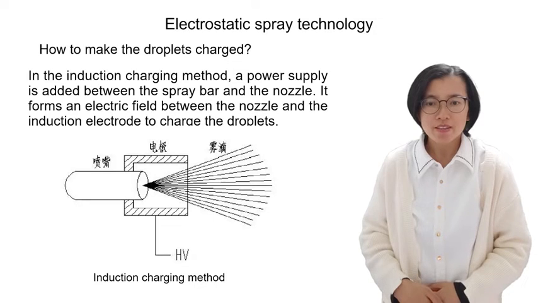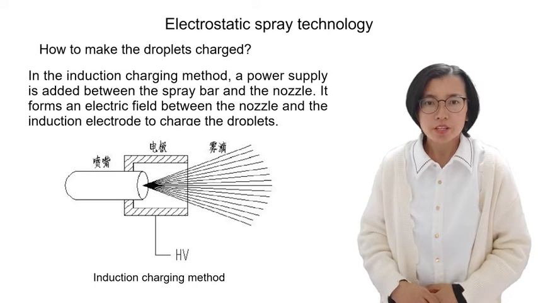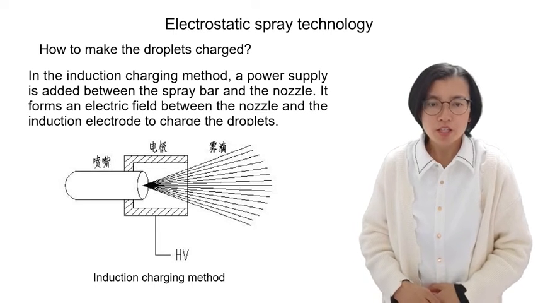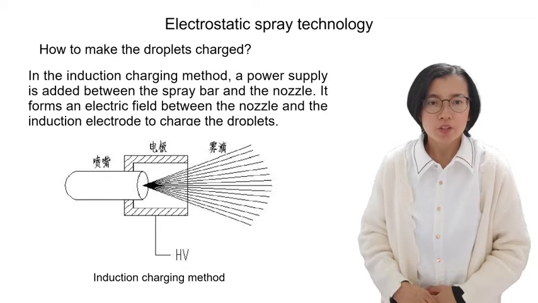The first one is the induction charging method. In this method, a power supply is added between the spray bar and the nozzle. It forms an electric field between the nozzle and the induction electrode to charge the droplet, so the droplet can move in a regular direction, and it can reduce the drift of pesticide and increase the deposition.